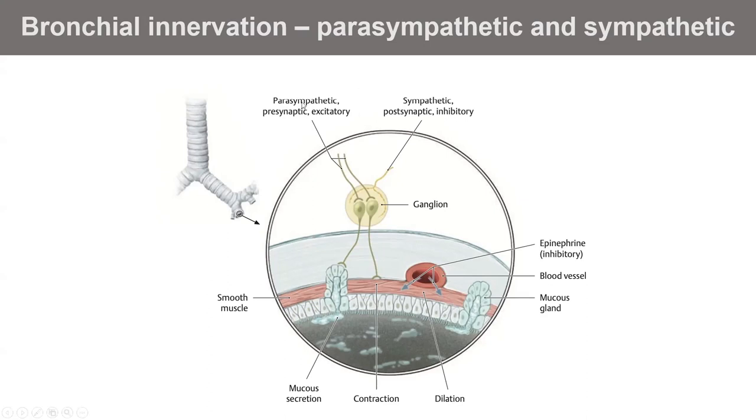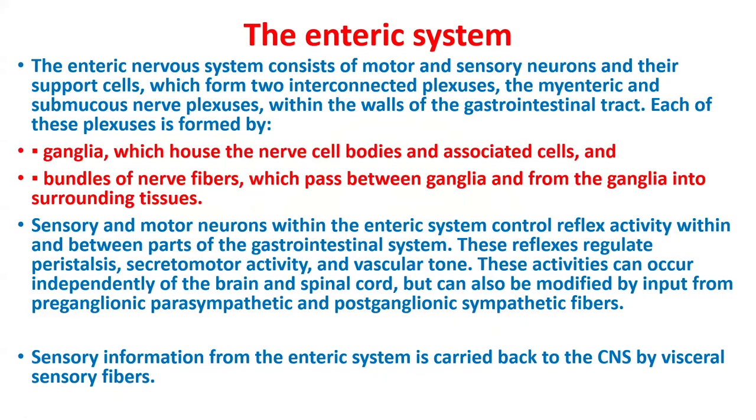So of course, the parasympathetic branch is from the vagus nerve, from the dorsal nucleus of the vagus in the cranial region, in the brainstem. Then, as we mentioned before, it's very important, the enteric system, that nowadays they count as a separate system or they count as part of the autonomic nervous system.